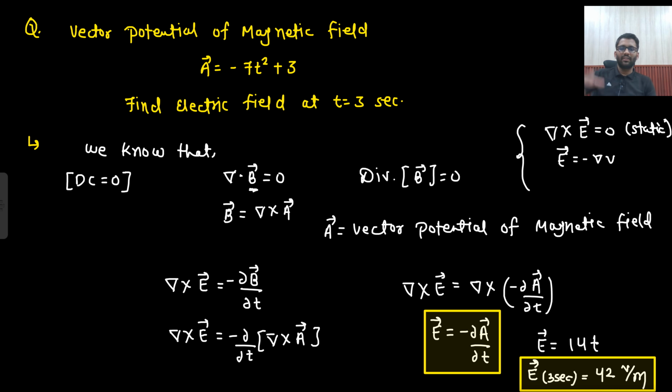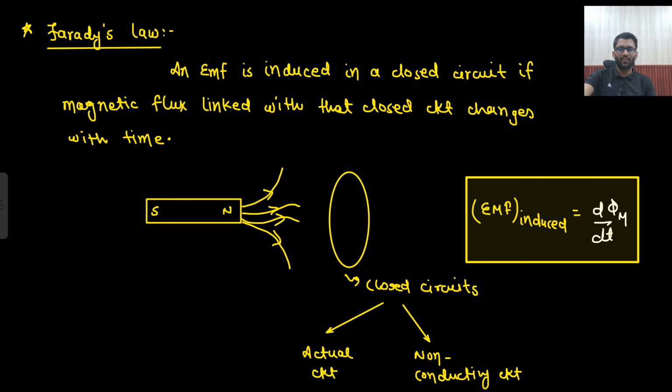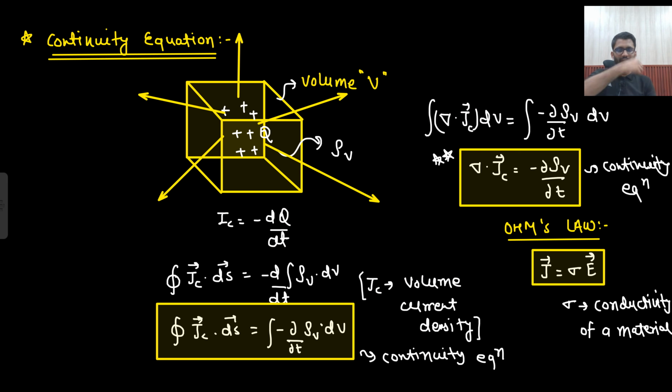Meantime, let's do the revision of what we have studied till now. We studied the continuity equation, del dot J equals minus dou rho V by dou t. Sir, you said that it will be used, but till now it is not used. Now it will be used, in the inconsistency of Ampere's law. There we are going to use this equation. Then we studied J equals sigma E.